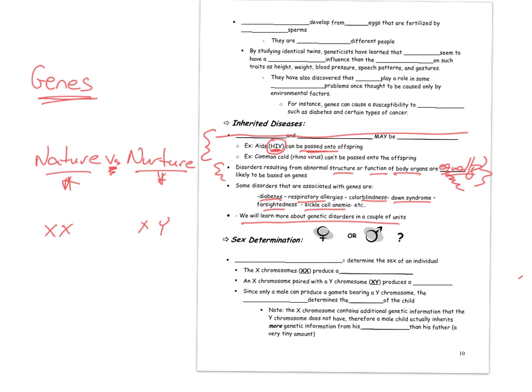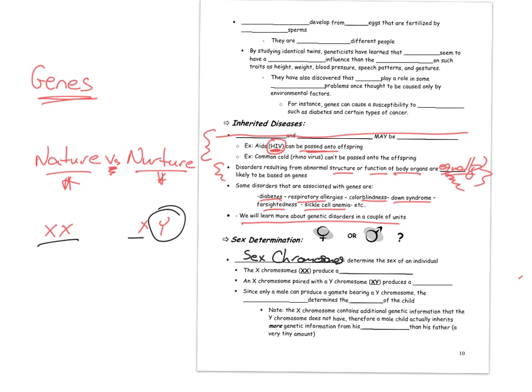So it turns out that at least part of the way, dad is who determines. It is that Y that determines the sex of an individual, because all the rest of the possibilities are X, right? So XX produces a girl, XY a boy, the sex chromosomes, right? They determine the sex of the individual.